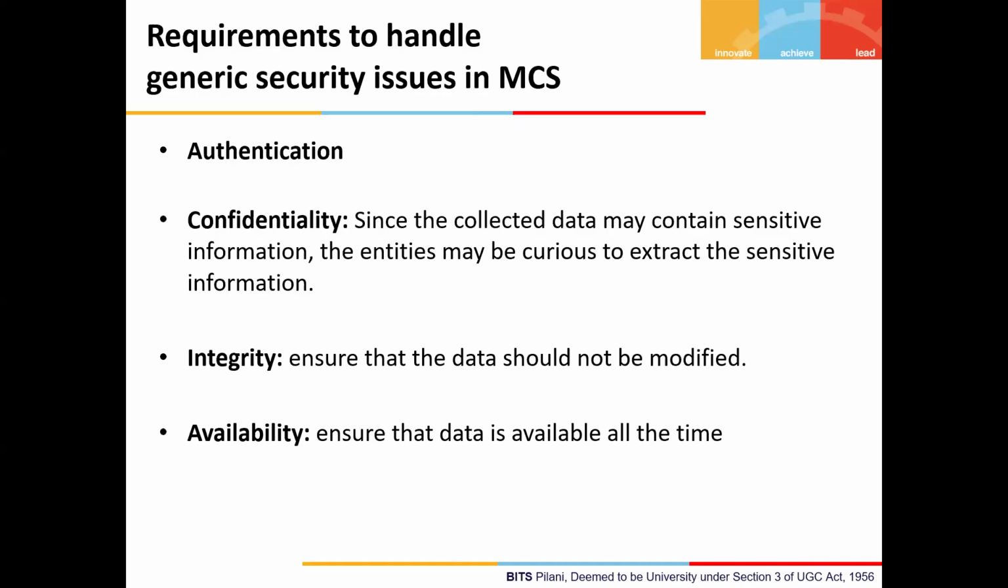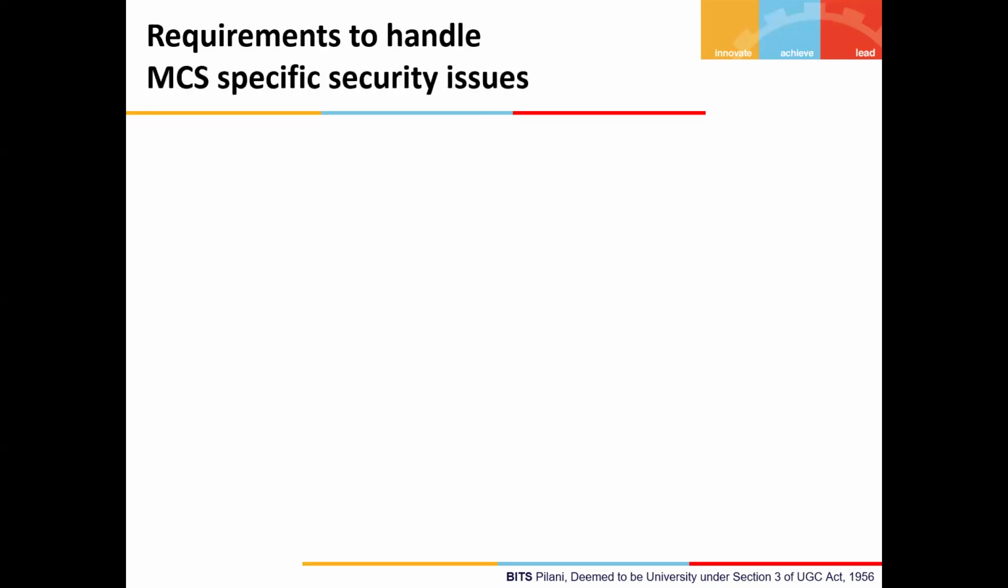Now, requirements to handle generic security issues: authentication is required, and confidentiality is required because the requester is paying something for the data, so definitely that person wants some kind of confidentiality. Integrity is required and availability is required. Right, so these are some generic security issues that we have in mobile crowd sensing.